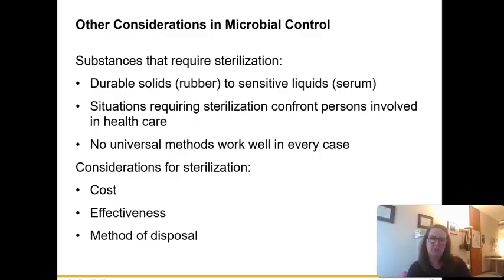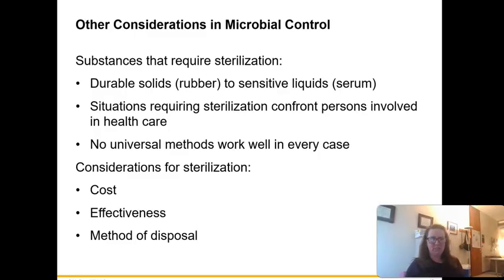So we have situations requiring sterilization that confront persons involved in healthcare. So again, there are aseptic techniques or sterile procedures, but essentially we need to make sure that we're not compromising the skin or the joint or maybe another body part that's being operated on. So you see no universal methods work well in every case. So other considerations: how much does it cost? How effective is it? And then what is the method of disposal?